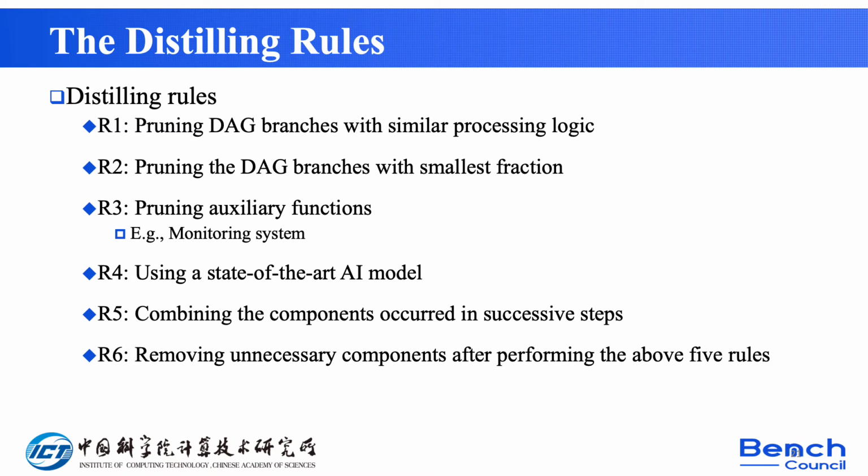Those distinct rules are Rule 1: pruning DAG branches with similar processing logic. Rule 2: pruning the DAG branches with the smallest fraction. Rule 3: pruning auxiliary functions. Rule 4: using a state-of-the-art AI model. Rule 5: combining the components that occur in successive steps. Rule 6: removing unnecessary components after performing the above 5 rules.